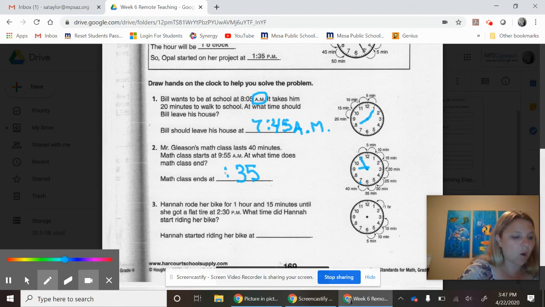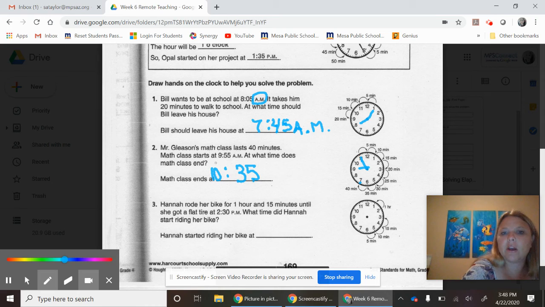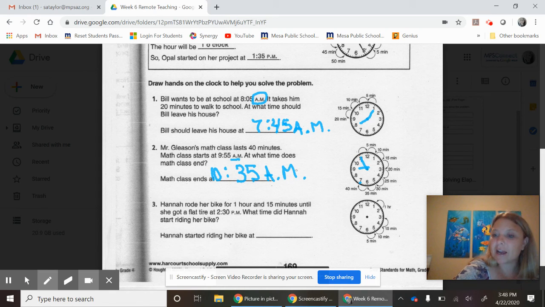And then what hour would you be talking about when you're doing this? Well, it's right now at 9, and you know that minute hand's going past the 12, so that hour hand needs to go up to the 10. Very good. Now we're only talking about 40 minutes, so it's still going to be AM. Good luck with elapsed time.